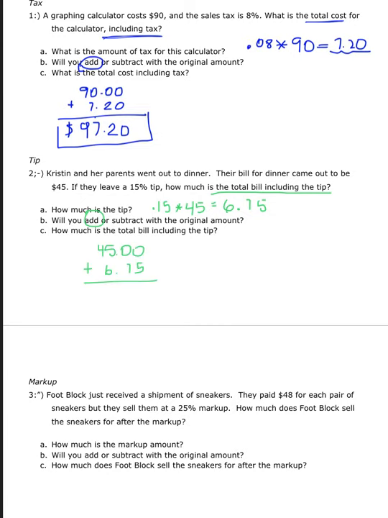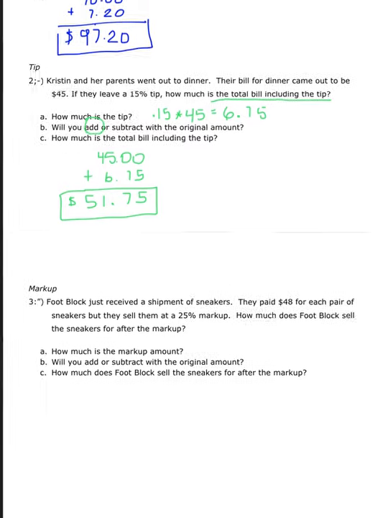So for part C, how much is the total bill including the tip? If we add up our bill amount plus the tip that they're going to leave, they're going to end up paying $51.75 for their meal including the tip. Last example, number 3. Footblock just received a shipment of sneakers. They paid $48 for each pair of sneakers, but they sell them at a markup of 25%. How much does Footblock sell the sneakers for after the markup?